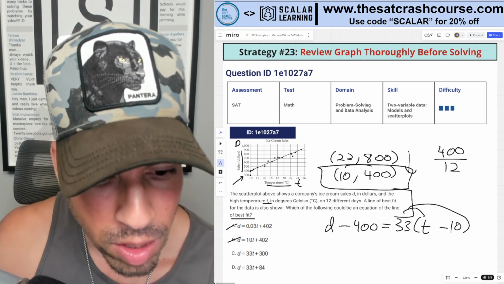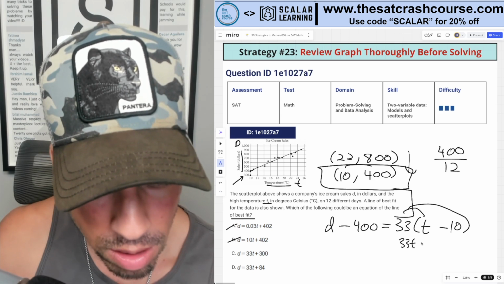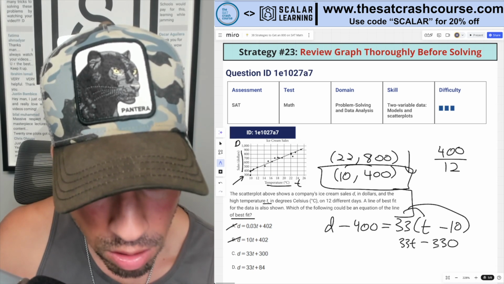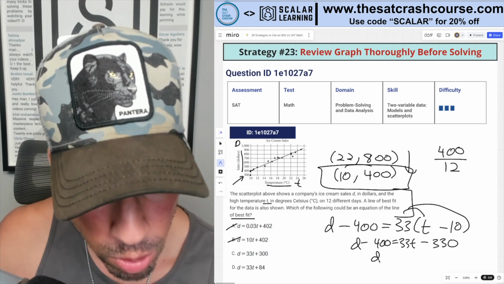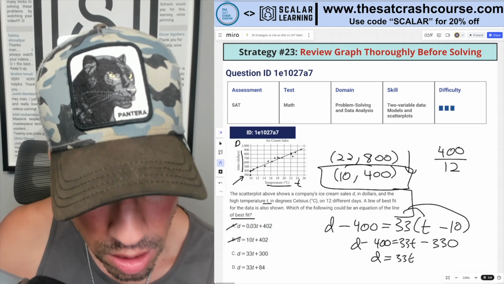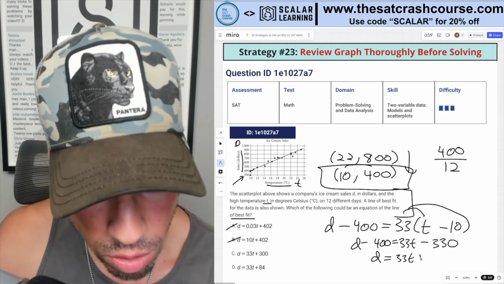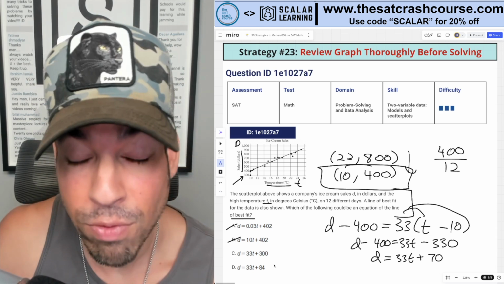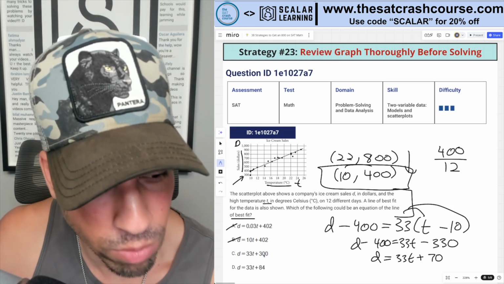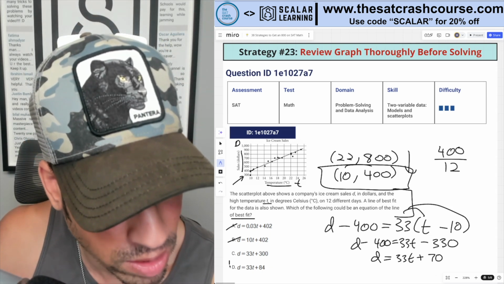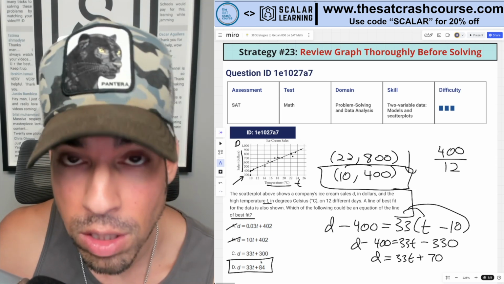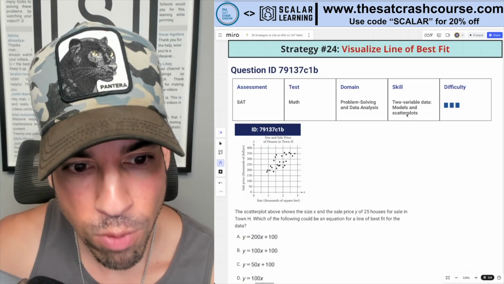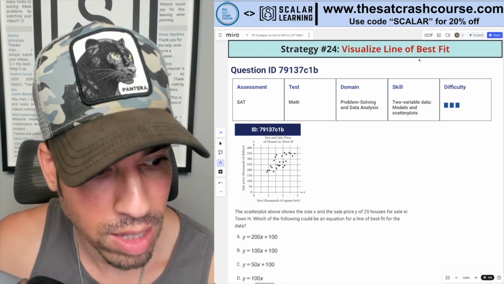Distribute. We've got 33t minus 330. Last but not least, let's add 400 to both sides. D equals 33t. 400 plus negative 330 is positive 70. All right, not super close to 84, but clearly way closer to 84 than 300. So we can definitively say D is the winner. Done.